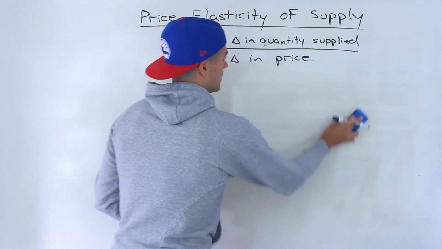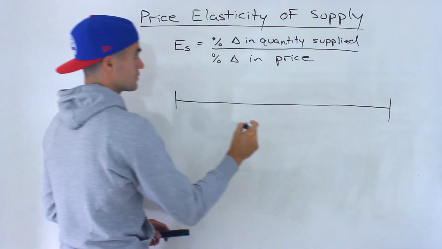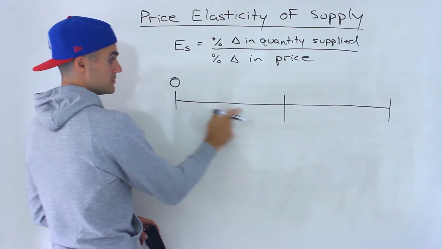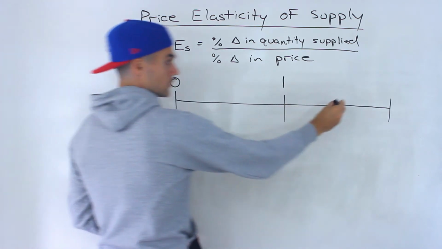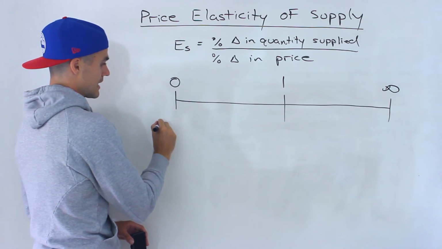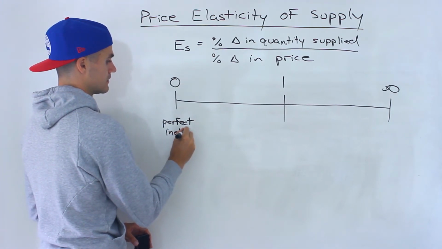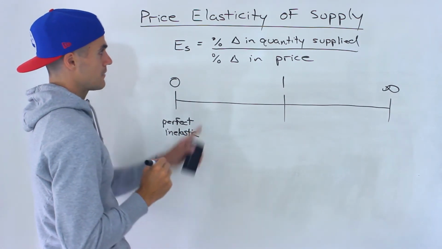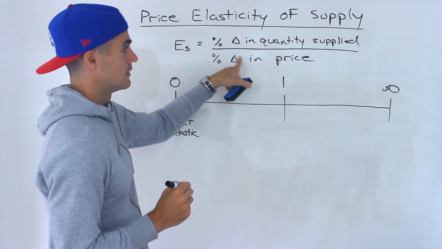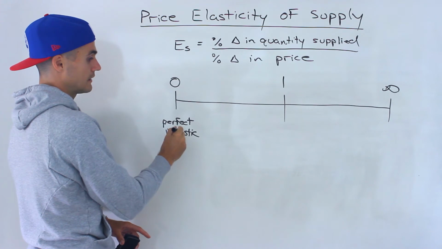So basically, this coefficient here, very similar to the demand coefficient, it could take on different values. It could be 0, it could be between 0 and 1, and then between 1 and infinity. Now, if it's 0, what that means is that this here is perfect inelastic supply, right? Because that means the percentage change in quantity supplied is going to be 0 over here. 0 divided by a certain number in the denominator is going to give us 0 for the whole coefficient, and that's going to be a perfect inelastic supply.